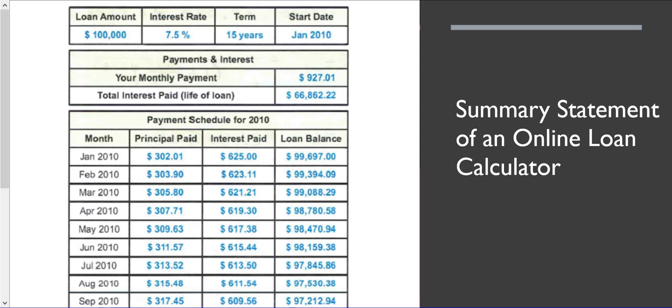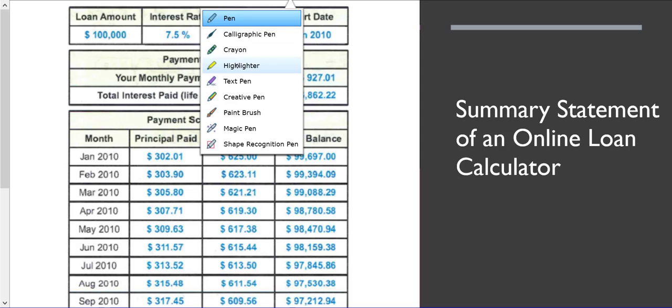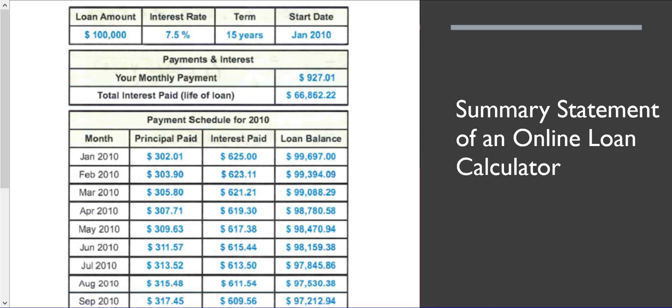In an online loan calculator, you would enter your loan information: your loan amount, your interest rate, your term, which is how long your loan is going to last, in this case 15 years, and the start date. From that, the online loan calculator will calculate your monthly payment, and it will also tell you the total interest paid over the life of your loan.